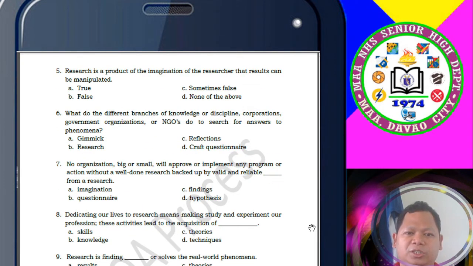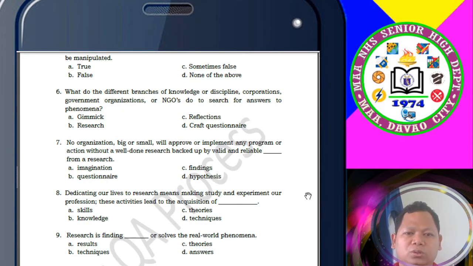Number 5. Research is a product of the imagination of the researcher that results can be manipulated. A, true. B, false. C, sometimes false. D, none of the above. Correct. The answer is letter A, true. Number 6. What do the different branches of knowledge or discipline, corporations, government organizations, or NGOs do to search for answers to phenomena? A, gimmick. B, research. C, reflection. D, craft questionnaire. Correct. Answer is letter B, research.